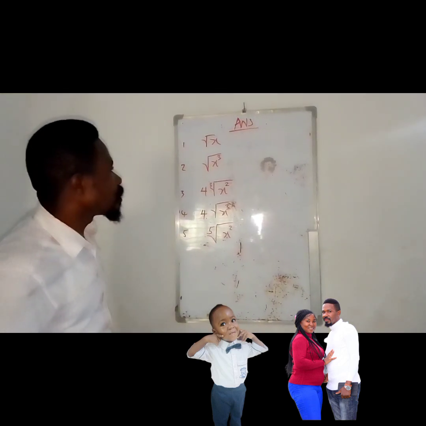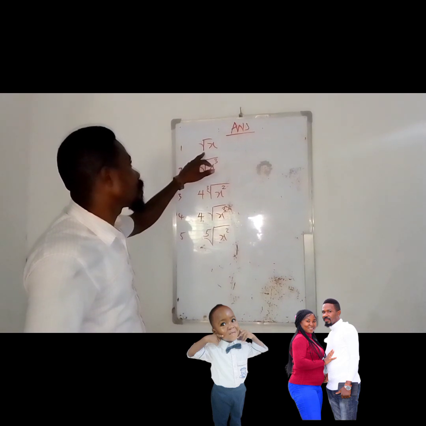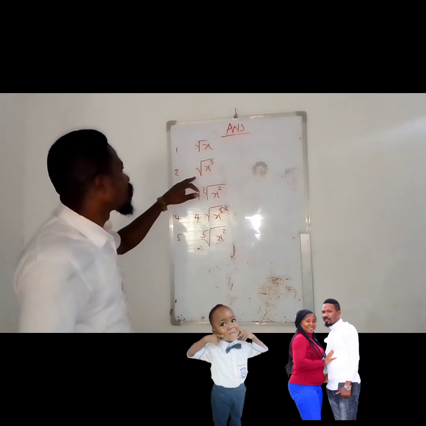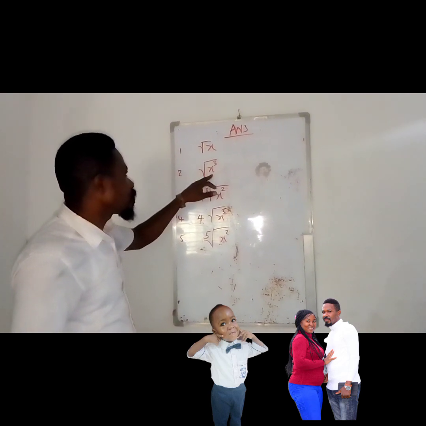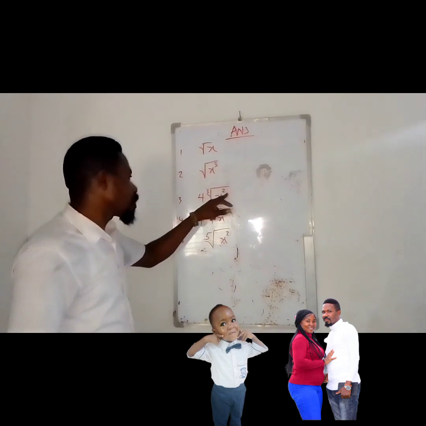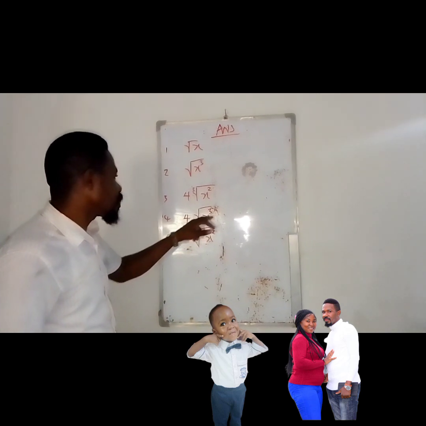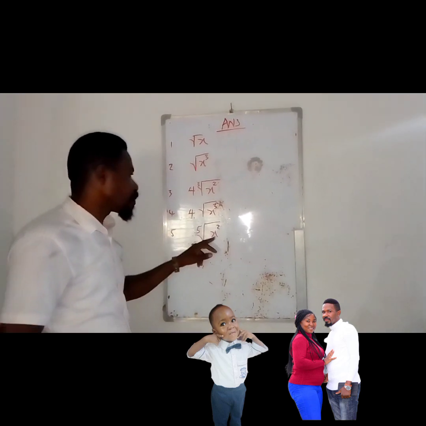These are the answers to the classwork. Number 1, the answer is square root of x. Number 2, square root of x raised to power 3. This is 4 cube root of x squared. This is also 4 cube root of x raised to power 3. And this is the 5th root of x raised to power 2.